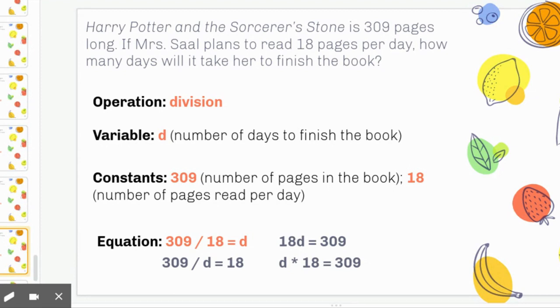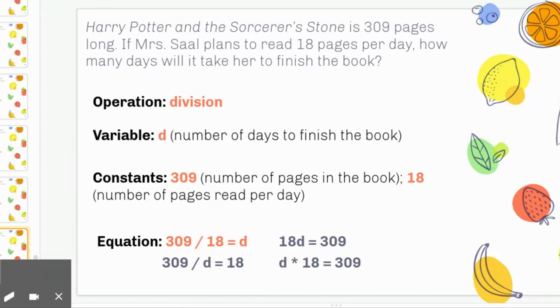Now, there are other equations you could write that would represent this problem. I think that the 2 division equations really are the best ones here. 309 divided by 18 equals D, or 309 divided by D, which is the number of days to finish the book, equals 18. Either of those are really correct. And the last 2 equations, the 2 multiplication equations, are also correct. You're taking 18, multiplying it by the number of days, and you should get 309, or D times 18 equals 309.